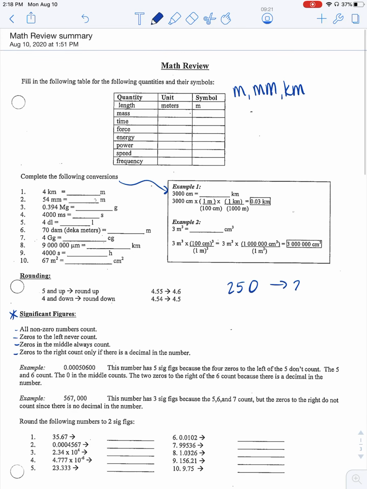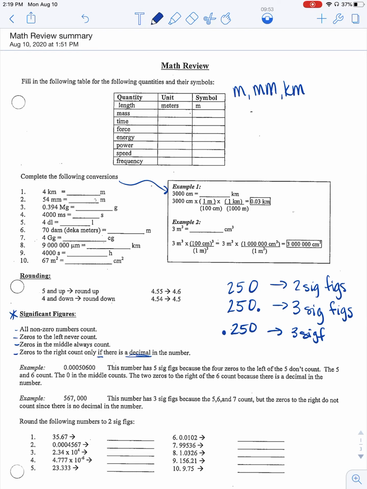If we have the number 250 written just like this, this is going to have 2 sig figs because ending zeros don't count. If we have the number 250 point, that is going to be considered 3 sig figs. Well, what's the difference? The decimal point. And the rule says zeros to the right count if there is a decimal in the number, okay? So what if it's 0.250? That's also going to be 3 significant figures because we have a 0 at the end and there's a decimal present, all right?